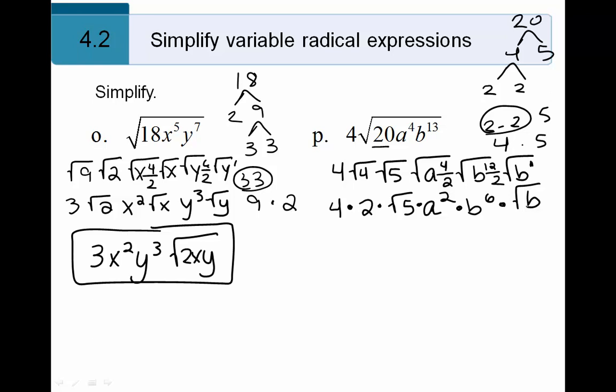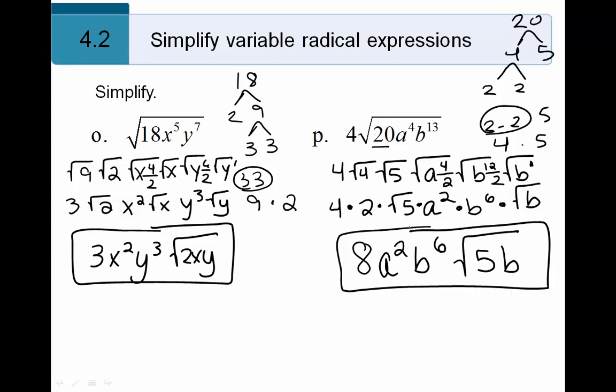Okay, so we have 4 times 2 is 8. I have an a squared b to the 6th square roots of 5b. 8a squared b to the 6th times the square root of 5b. 2 more.